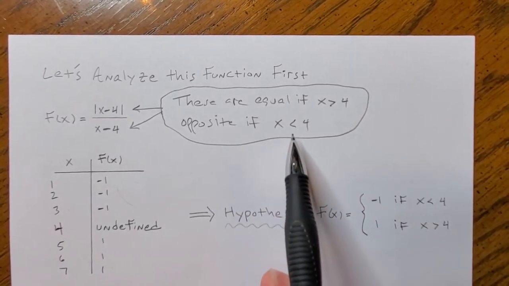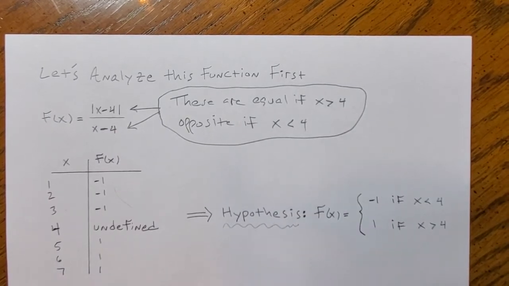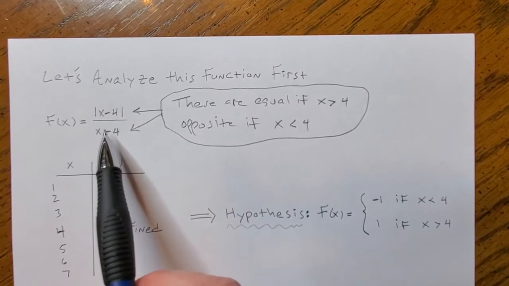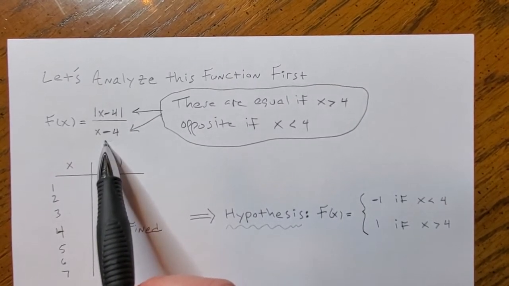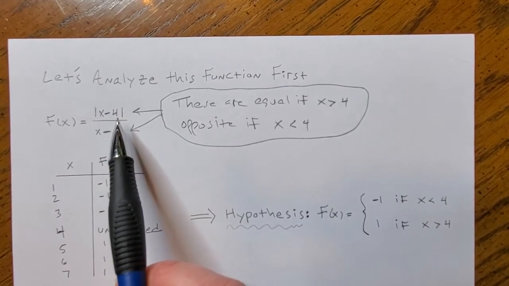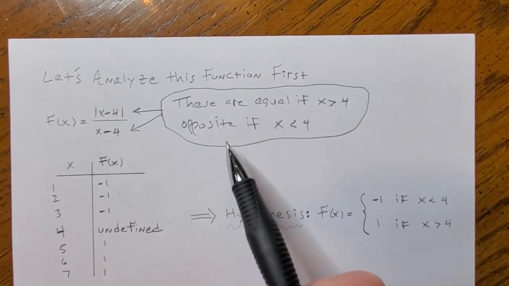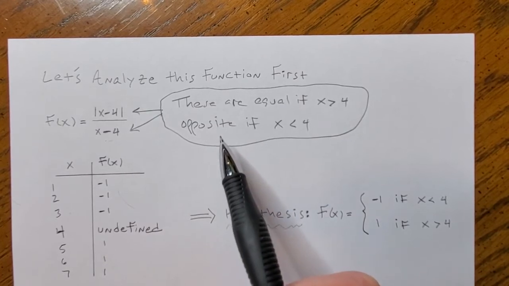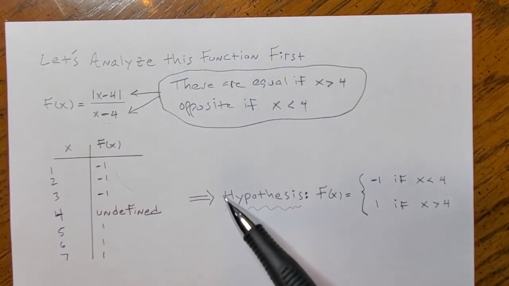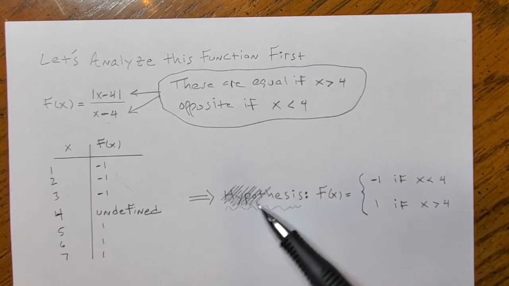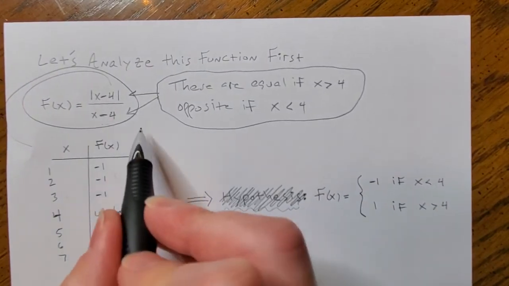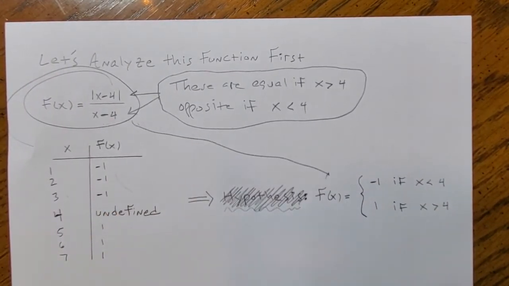And they are opposite if x is less than 4, right? Why is that? Well, because if x is less than 4, then both of these are going to be a negative number, okay? But the absolute value of a negative number makes it positive, and so they're opposites. And what happens when you divide two numbers that are opposites? Oh, you get -1. Okay, so this is no longer a hypothesis. This function here works like this, okay?